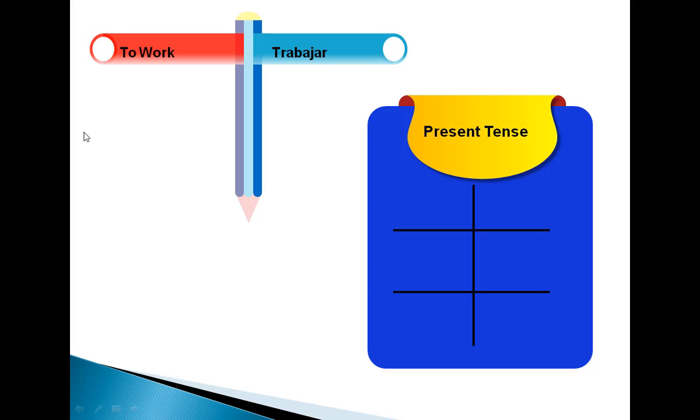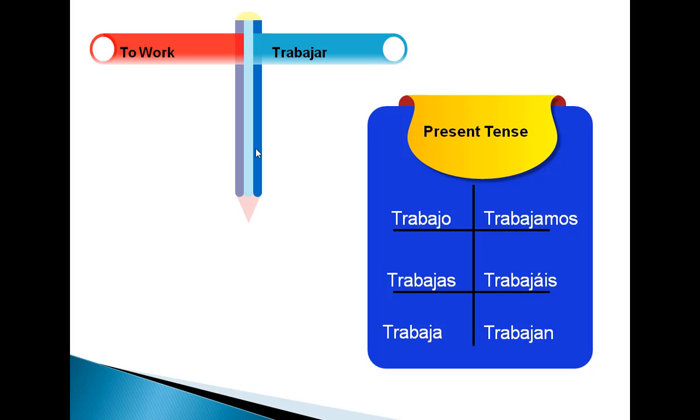So we'll use that rule over here, and our endings would become, when we want to say I work, trabajo. You work, trabajas. He works, she works, you work, trabaja. We work, trabajamos. You all work, trabajáis. They work or you all work, trabajan.